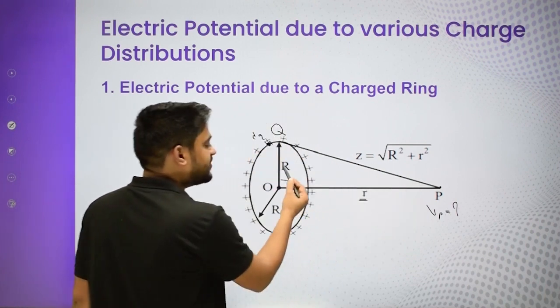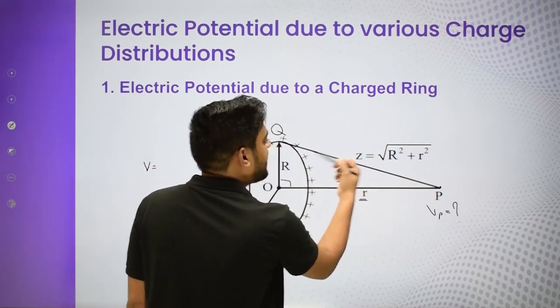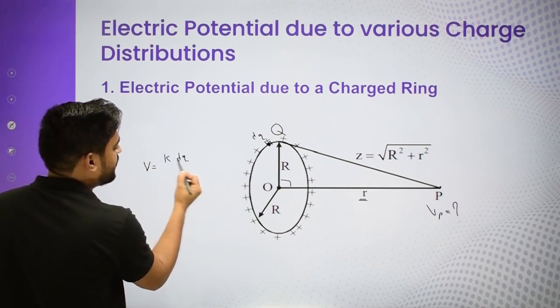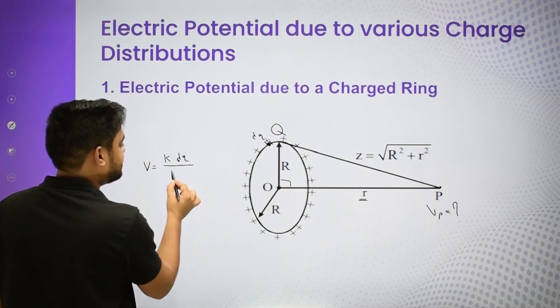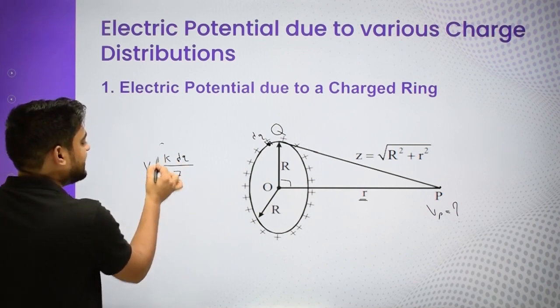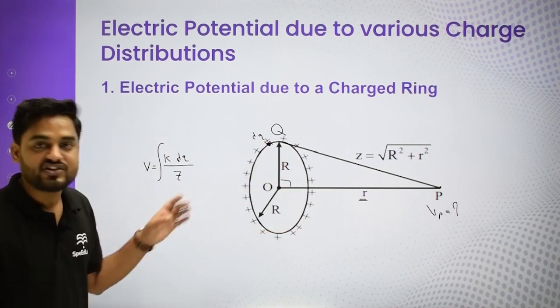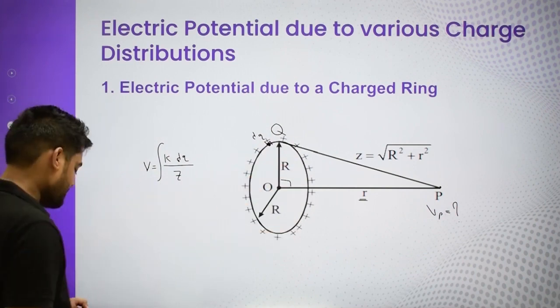So this is nothing but under root R square plus small r square, we are calling it z, so it is nothing but k q, which is dq over here, by z, and we just have to integrate it because this is just the potential due to this small charge, not the entire charge. Now once we integrate, we will get the entire thing.